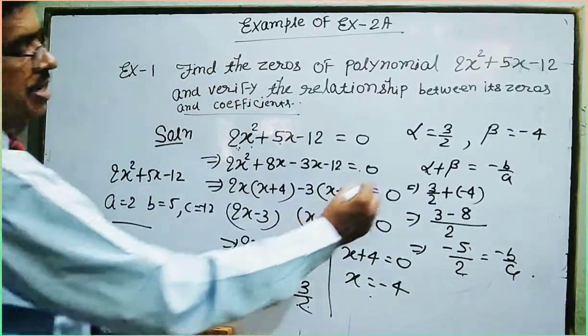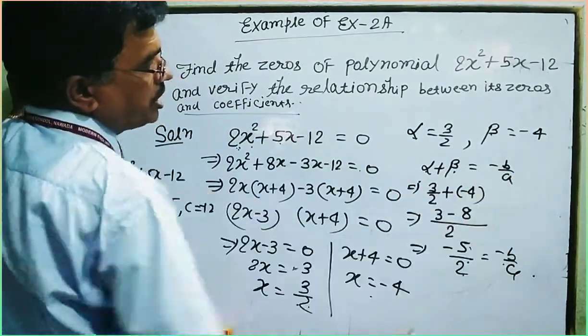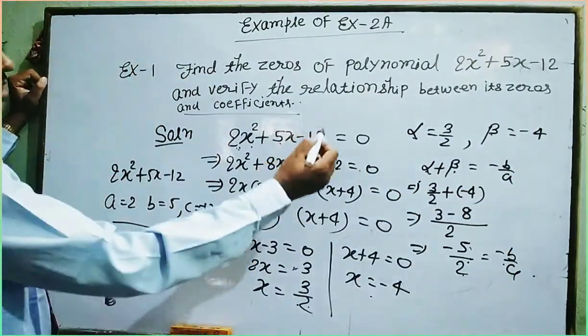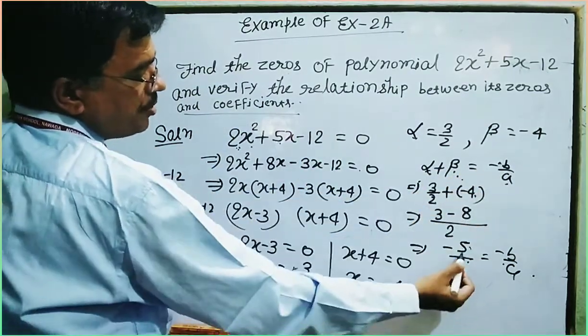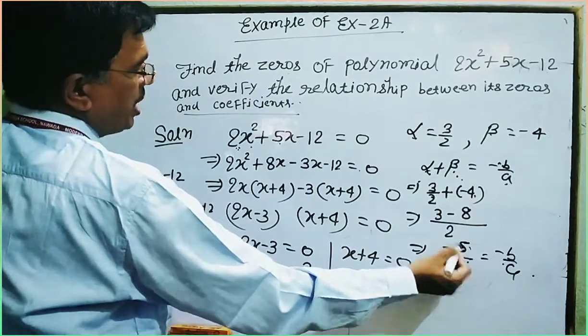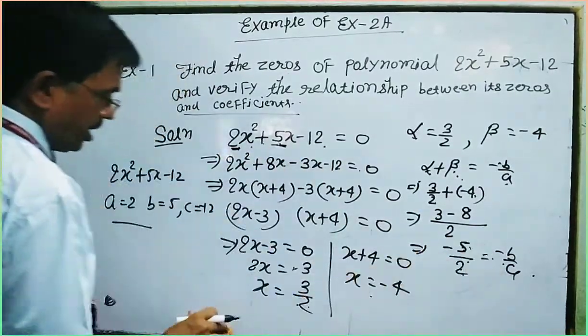So the relation between the zeros is alpha plus beta is equal to minus b by a. So it satisfies the equation. So the sum of the zeros is minus b by a. When you add the zeros, you get minus 5 by 2. Minus 5 is minus b and 2 is a, so it is minus b by a.